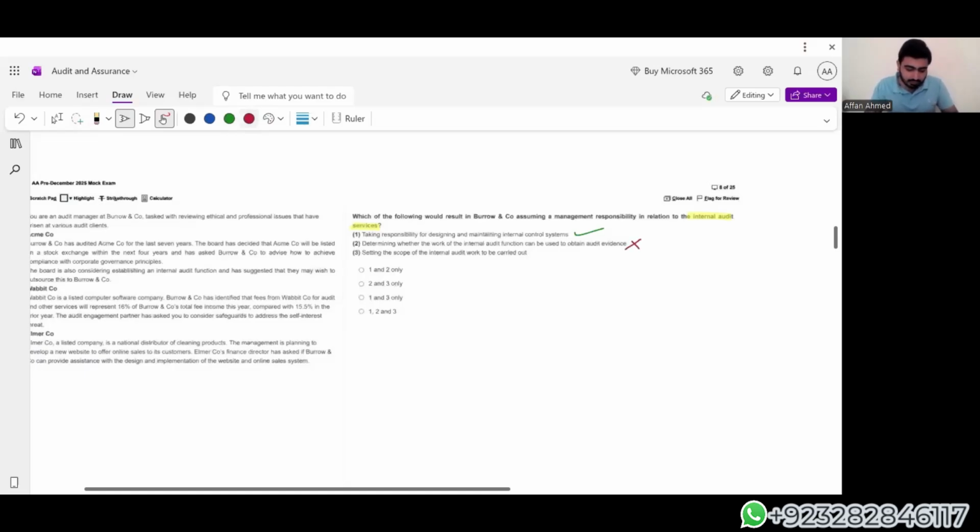Leaves us with number 3, that says that setting the scope of the internal audit work to be carried out. So the scope of the work to be carried out is decided by the management. Okay, so this will be your correct answer. So 1 and 3 is correct. That means option number 3 is correct.